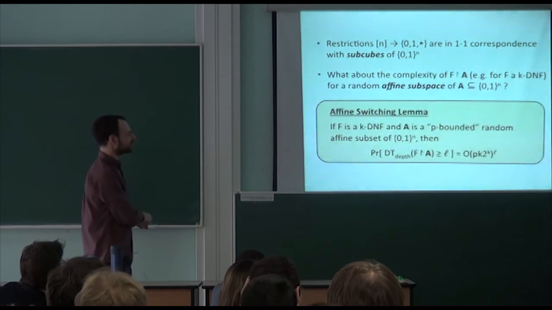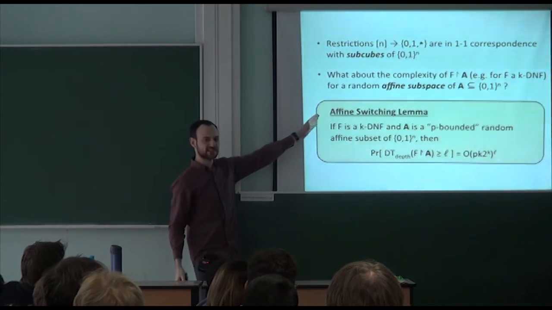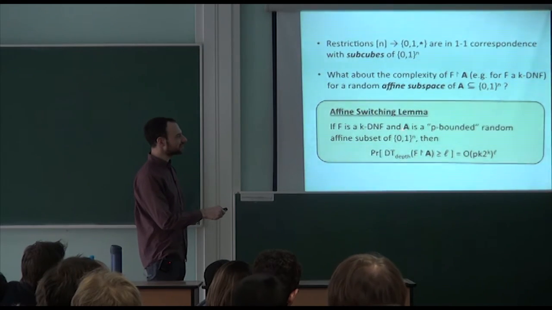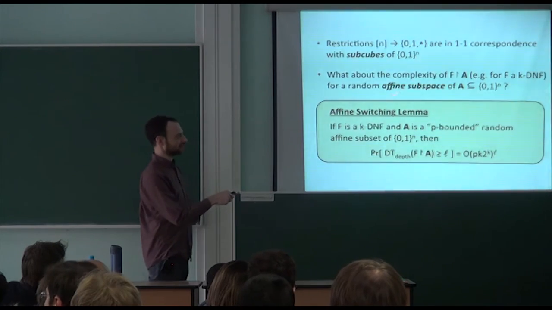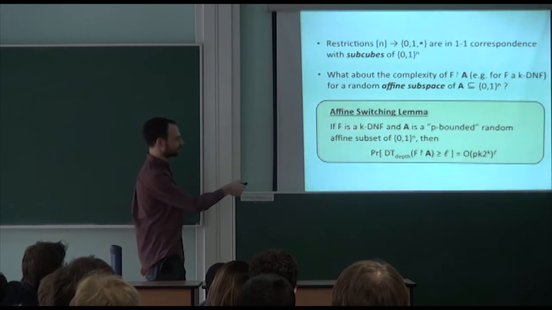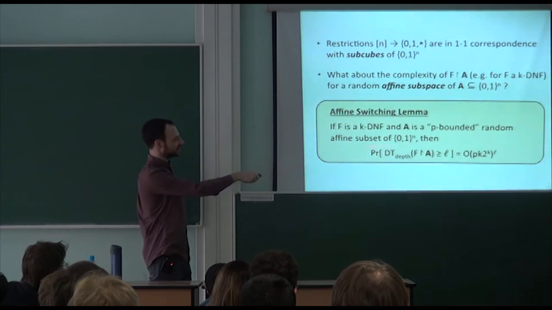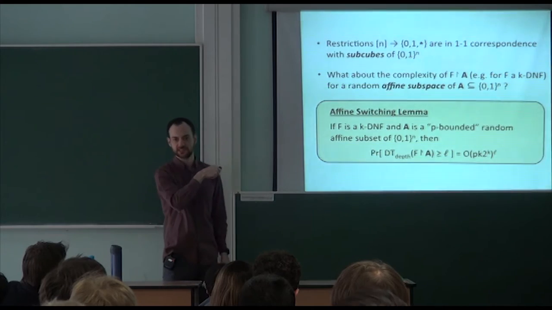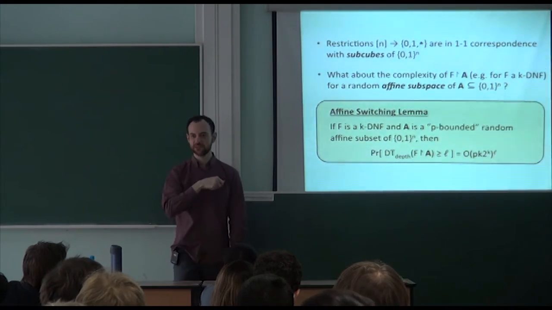Just to summarize, I'll define this more formally, but what we're building to is this affine switching lemma. I'm going to define what it means for an arbitrary random distribution of affine subspaces to be p-bounded. And for a KDNF, or in fact a k-clip decision tree, in a p-bounded affine subset, we get the same bound by essentially the same proof. Now let me define a bit more formally what this means.